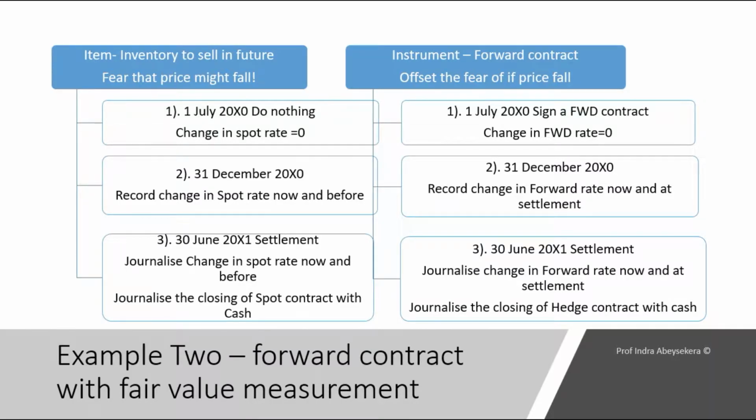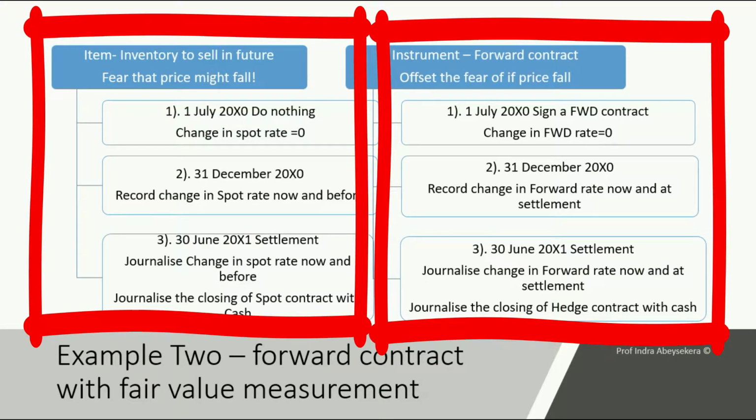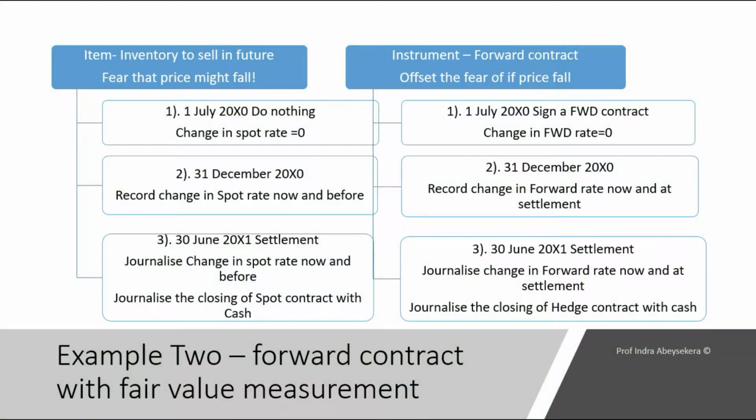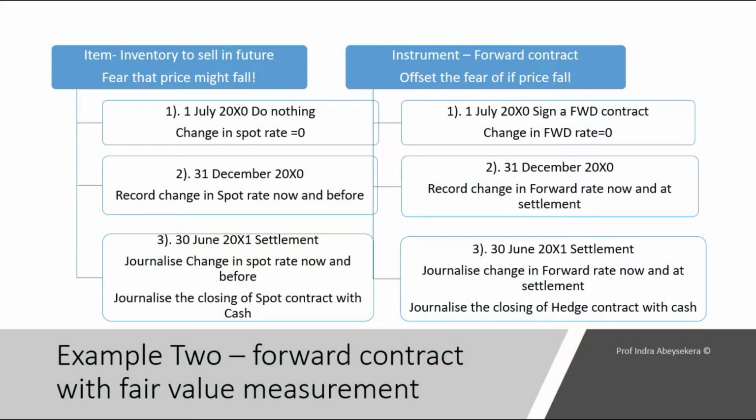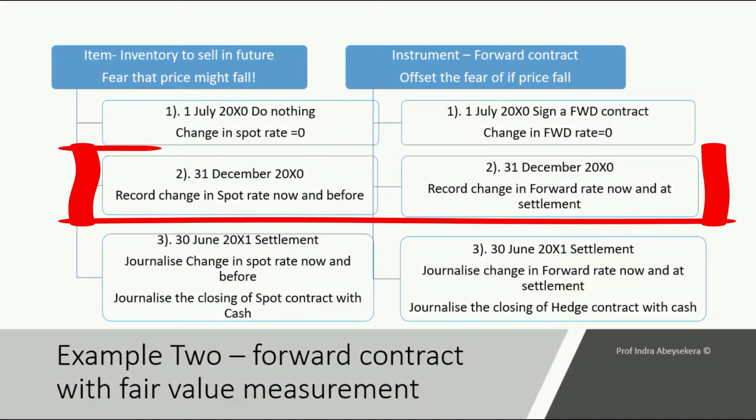Before we generalize, let's look at these two sets of transactions. One is for the hedge item, the other one is for the hedge instrument. The hedge item here is the inventory, and the hedge instrument is the forward contract. On 1st of July, we have no additional information about the inventory, and the change in spot rate is zero because we just started recording them. And the forward contract was entered on that date for a future settlement date, so the change in forward rate is zero.